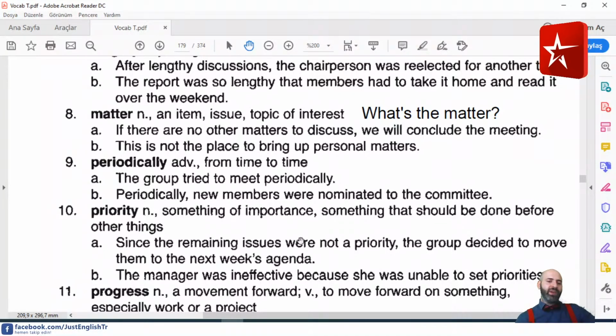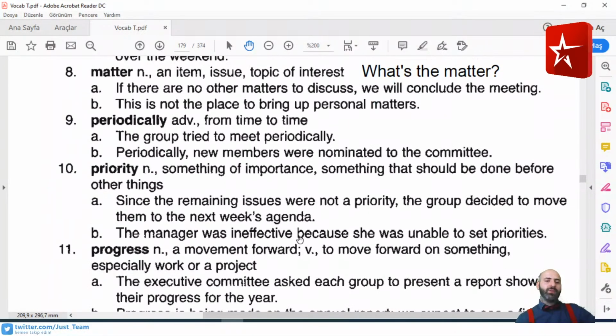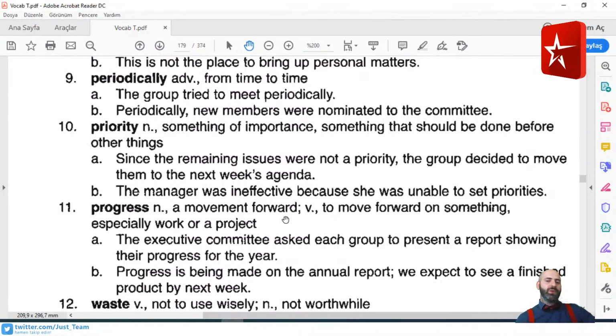Word number 11, we have got progress. Progress, it means movement towards something as a noun or as a verb to move forward on something, especially work or project. Like, I have a project, I need to prepare a book, let's say. I'm writing a book. And my friend can ask me, how is the progress? So the question is, am I moving forward with writing the book or not?